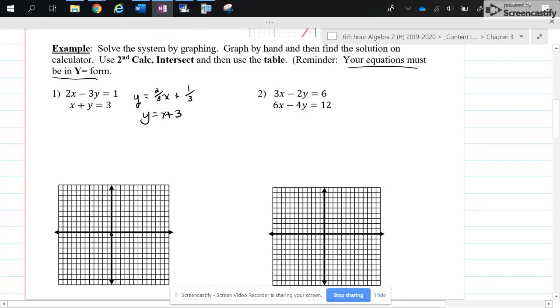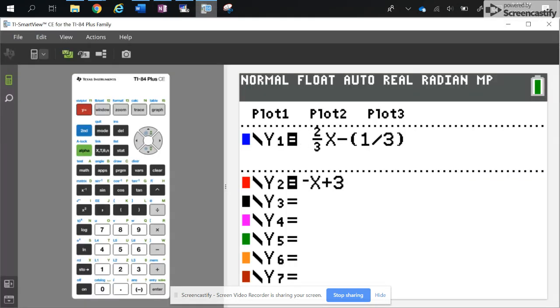So I'm going to plot negative 1/3 as my y-intercept, and I'm going to go up 2 and over 3. Graph that line. And then I'm going to graph negative x plus 3. And I'm going to graph that line. And I'm going to graph them on my calculator, but I see that the point of intersection of these two graphs looks like it's probably around (2, 1). So let's check, let's verify.